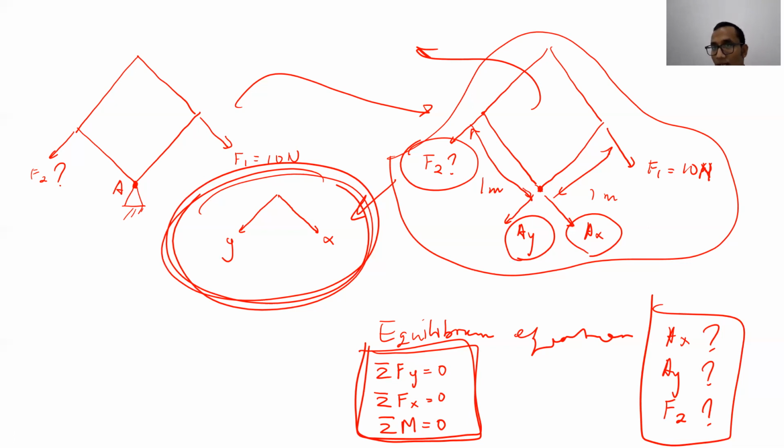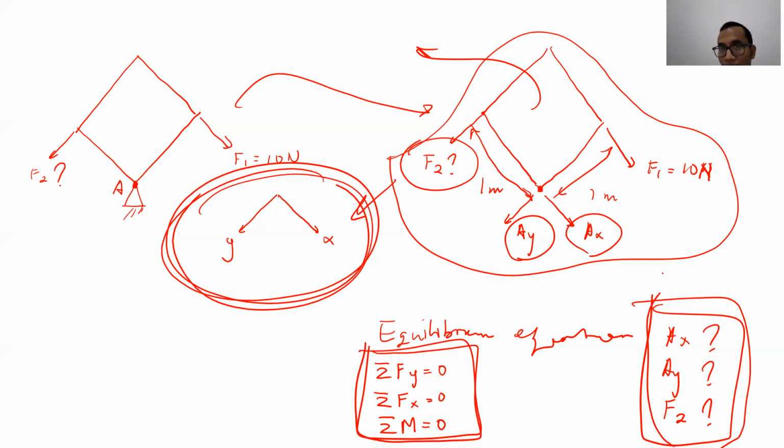So basically, there are several ways to solve it. Yes, correct, Marcia. You can solve it from Ax first. If we want to find out all of these 3, you can solve it from Ax first, or you can solve it from F2 first. Okay, Marcia. If we want to solve for Ax, what are we supposed to do?